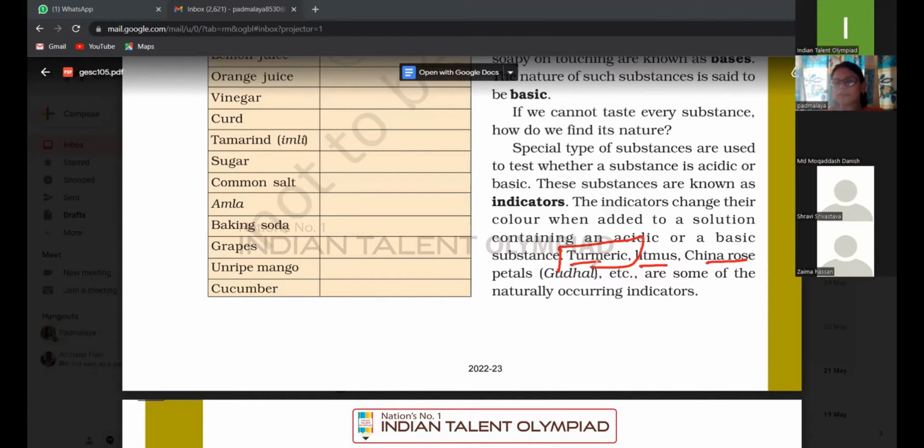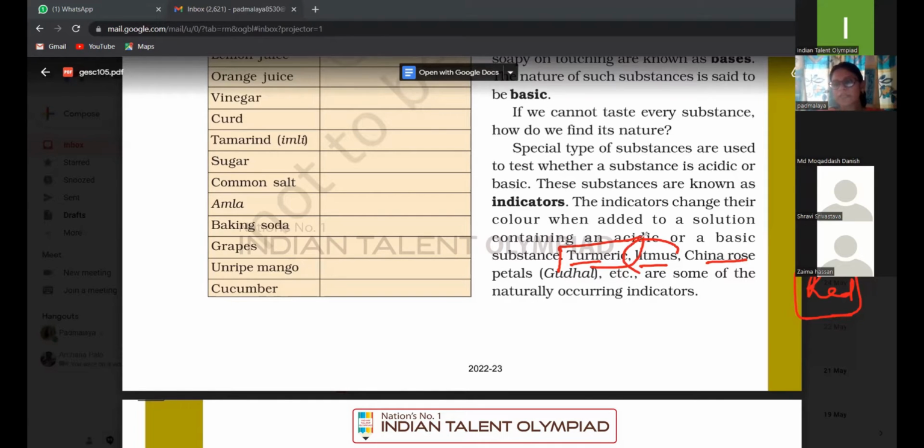What will be the color of turmeric initially? It will be yellow. Turmeric is generally yellow. When you add turmeric to the soap, soon it will change into red color. Whenever turmeric changes its color from yellow to red, it indicates that the substance present in it is basic in nature. This is the purpose of turmeric. It can differentiate whether a substance is acidic or basic. Generally, it will show the color change for basic compounds.